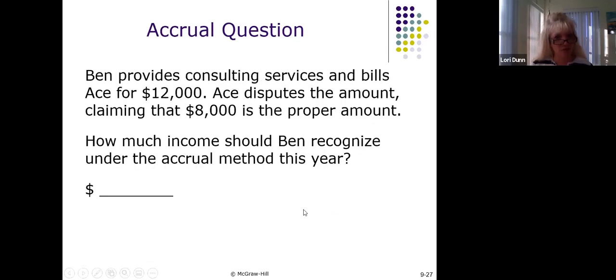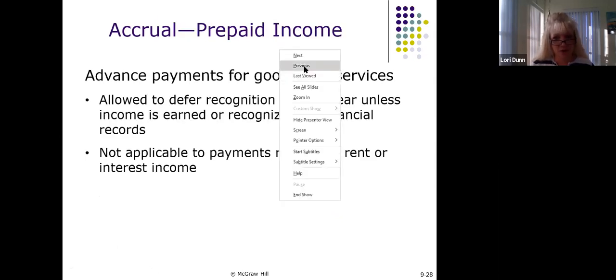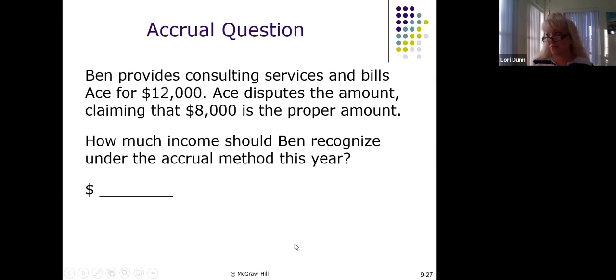Well, since they're disputing some of this, the appropriate amount will be $8,000, not the 12, but the 8,000. Now, if you receive and you handled the dispute in the future and get the additional 4,000, well, you'll recognize it then. But as of today, the accurate amount is $8,000. Because that's what ACE is agreeing to pay.